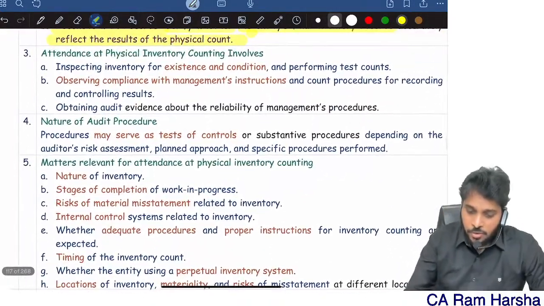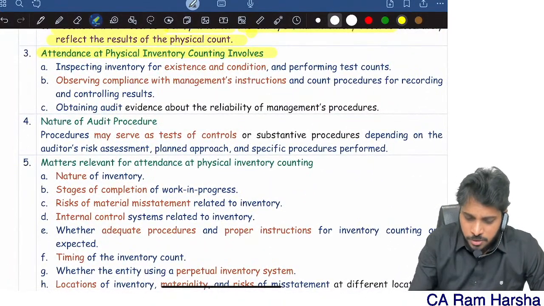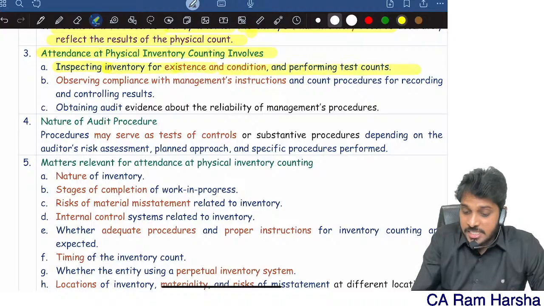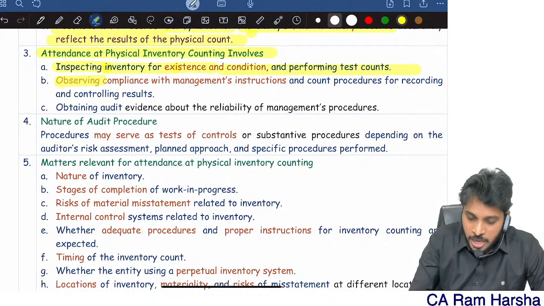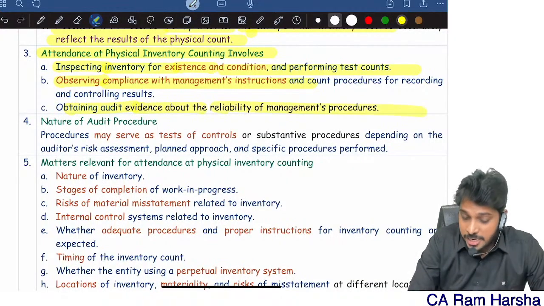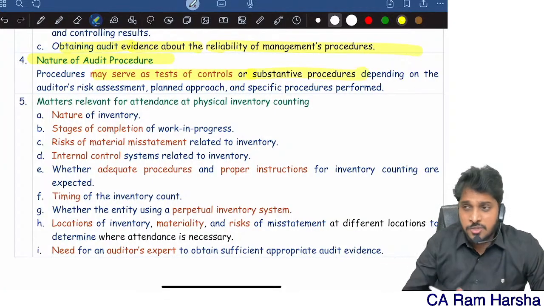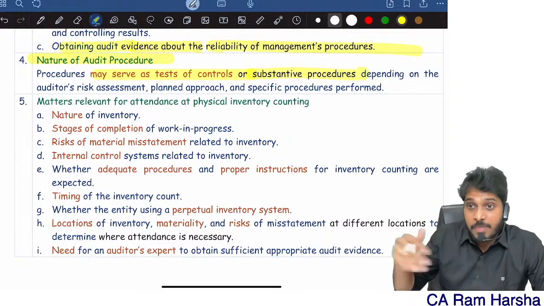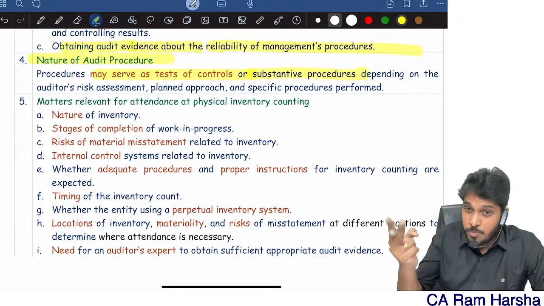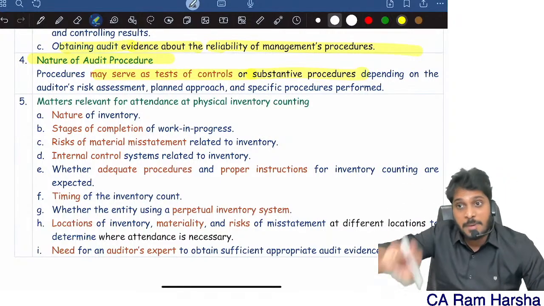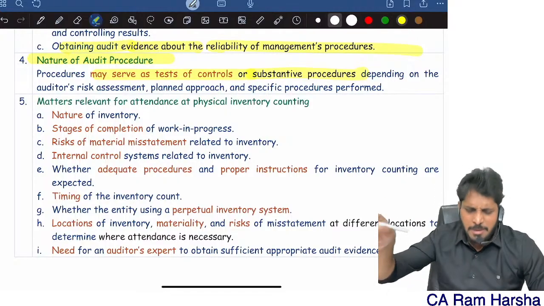Now when you are attending the physical inventory count, you need to inspect inventory for existence and condition and perform test counts. Observe compliance with management instruction. Obtain audit evidence about the reliability of management procedure. These procedures may be either part of control checking or part of substantive procedures. So when you're attending physical inventory counting, the process of observing all this may be part of test of controls or part of test of details. Anything, it may be part of.